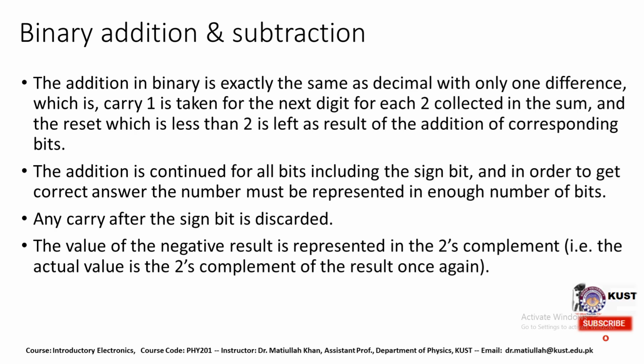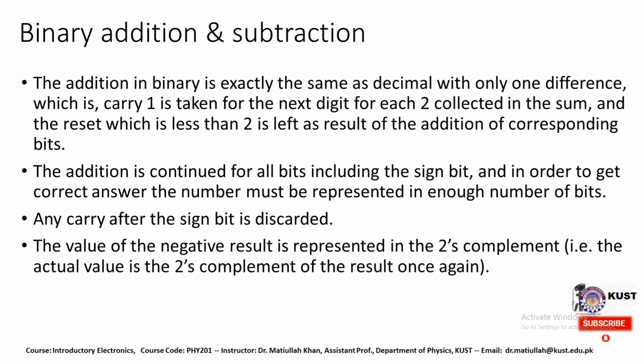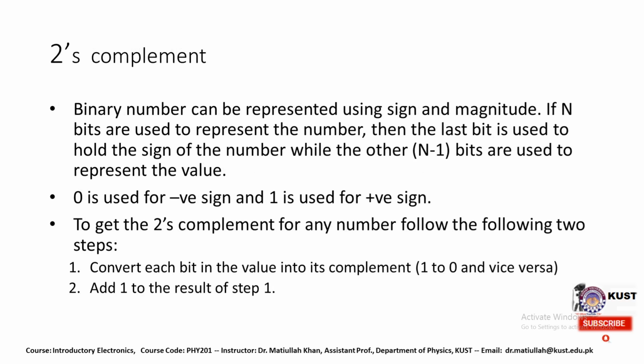So the value of the negative result is represented in 2's complement, and the actual value is the 2's complement of the result. So this is something about the binary and octal number systems and their addition and multiplication.